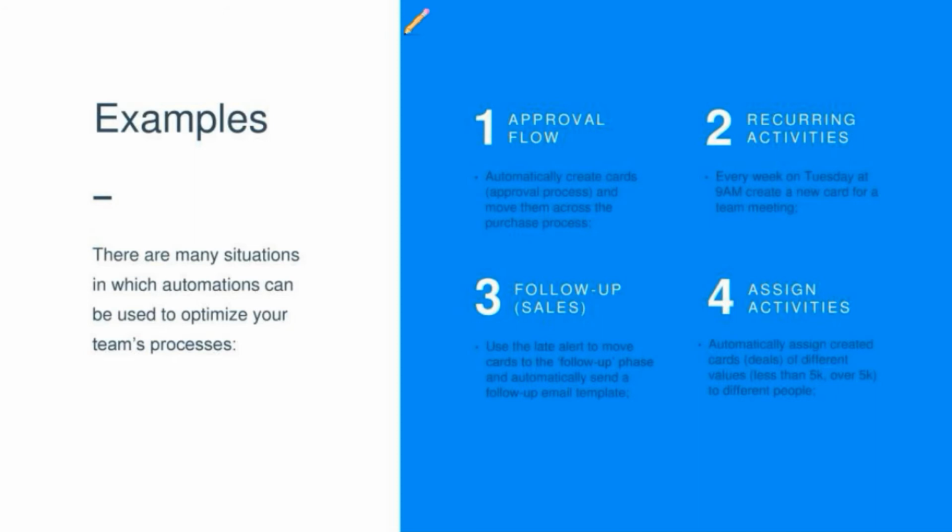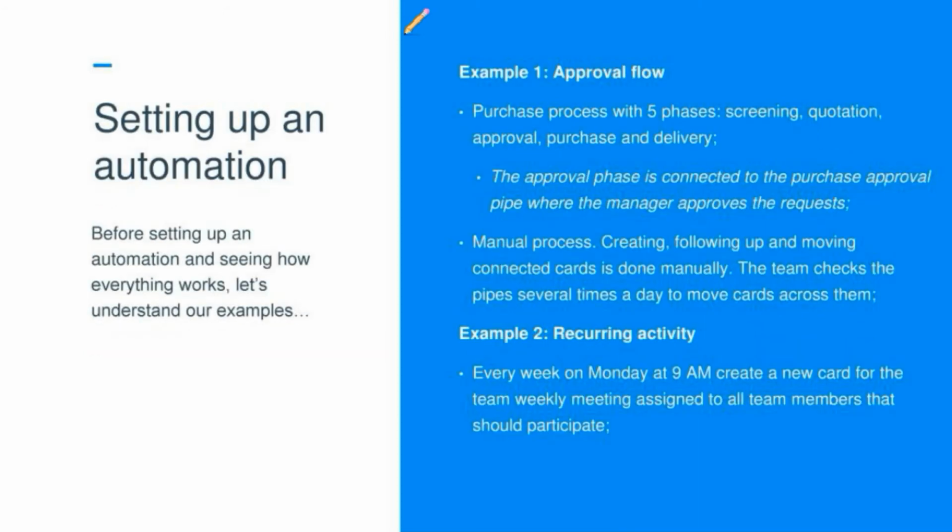The second one is recurring activities. Let's suppose I can create an automation that automatically creates a team meeting card every Tuesday at 9 a.m. The third is that we can establish a late alert to move cards automatically to the follow-up phase and send an automatic follow-up email. And the fourth is automatically assign deals of a certain value to different people depending on the value of the deal whenever they enter your sales pipeline.